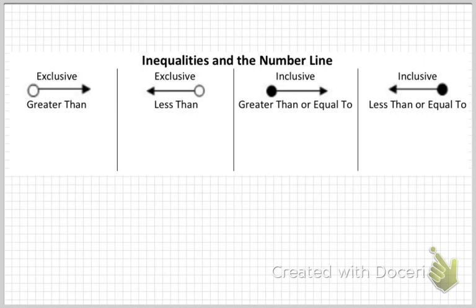Inequalities. Number lines come with inequalities. So our number line is going to look like these 4 different options. We have 2 options for exclusive and we have 2 options for inclusive. What makes it different? Open circle, closed circle, and closed circle.